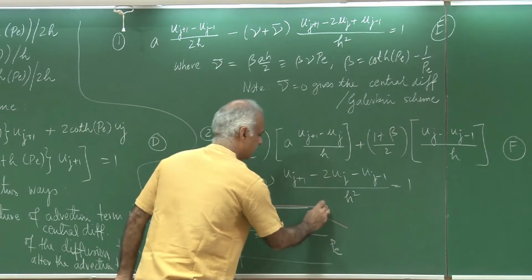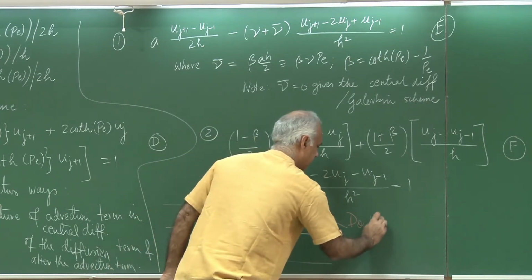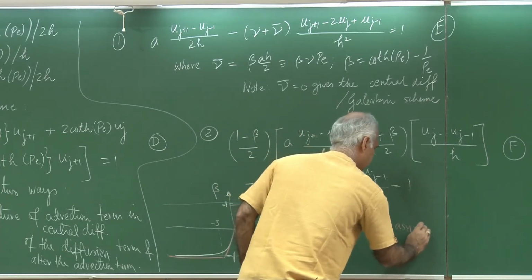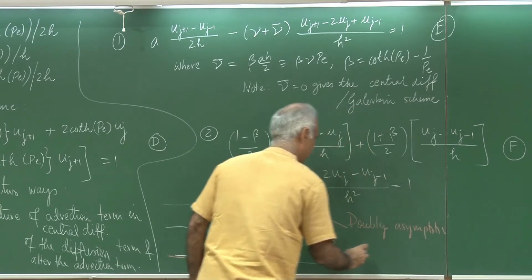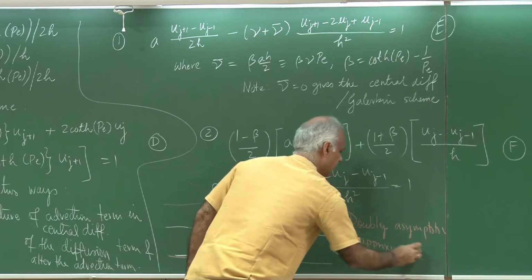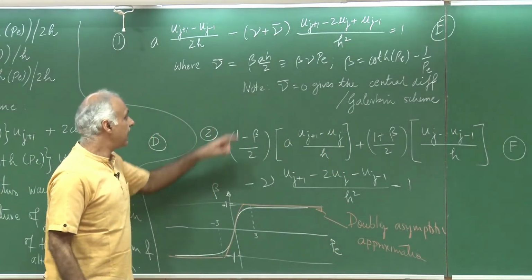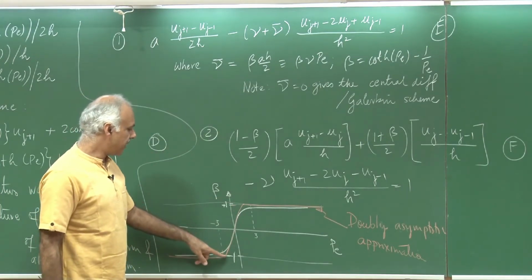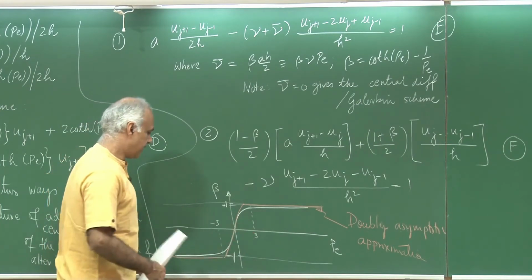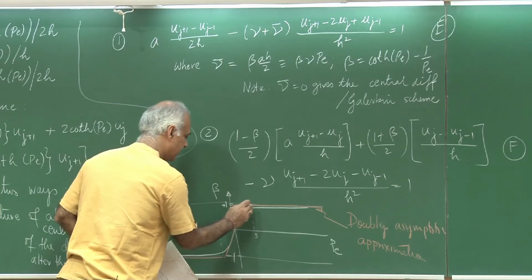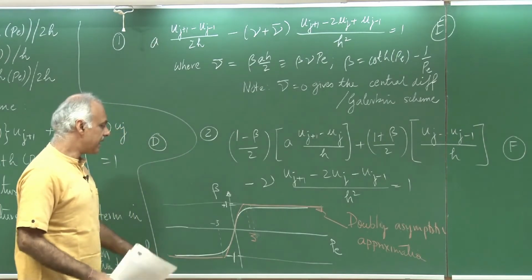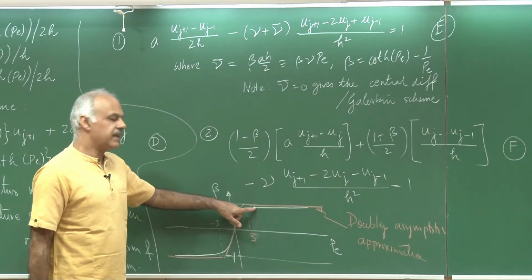So, this is the double asymptotic approximation. Roughly speaking, the value of beta can be thought of as the red line. For Peclet number greater than 3, I am sorry, this value is roughly 3. So, for Peclet number greater than 3, beta is 1.